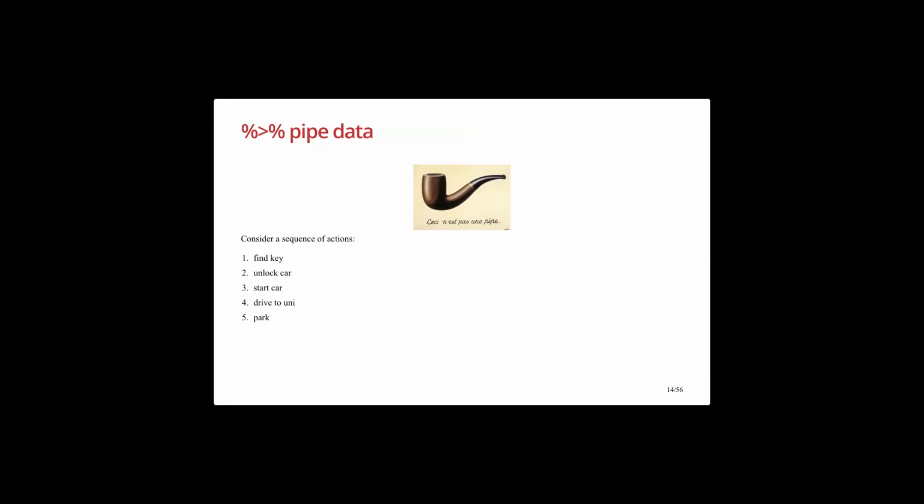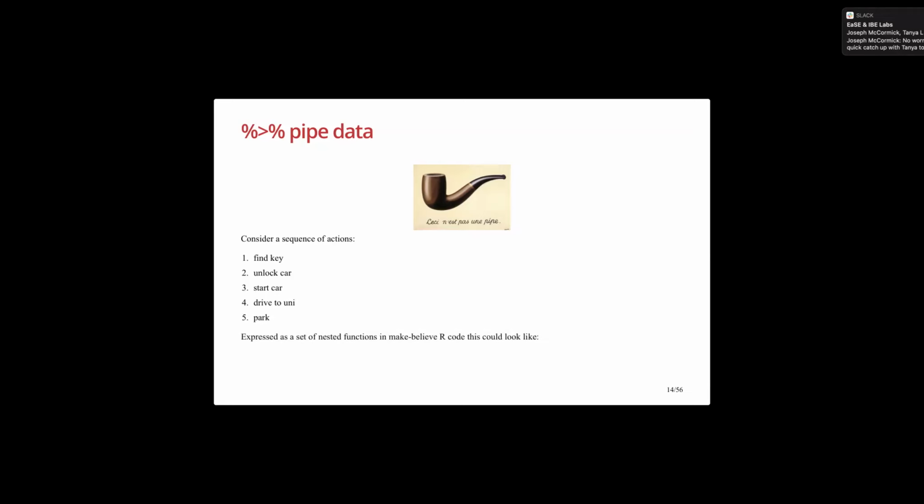We can think about a set of actions that you might want to accomplish in your life, and it's sequential, so you want to do these in order. We want to find our keys, unlock our car, start our car, drive to uni, and park our car. There are 5 things we want to do. We need to do them in that particular order.